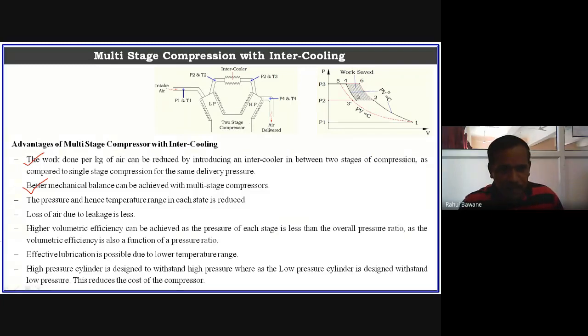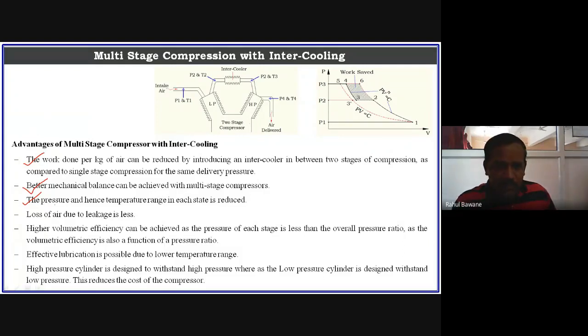The third advantage is that the pressure and the temperature range in each stage is limited. If I am compressing with a single stage, the pressure is continuously increasing, so your construction will be very robust. But if I go with multi-staging, each stage has a limitation of pressure rise, so construction will not be that robust. So cost wise, construction wise, and temperature rise wise, it will be beneficial.